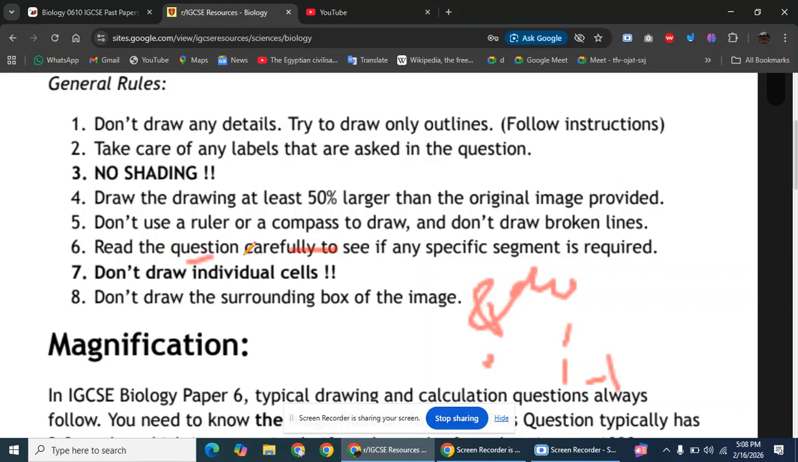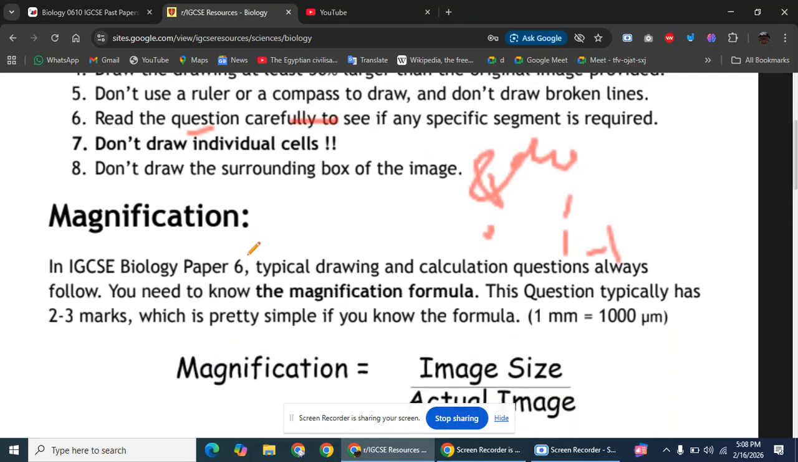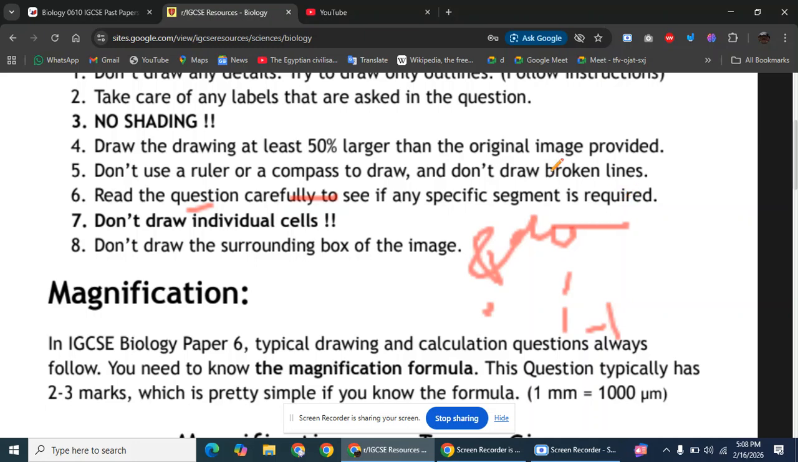Read the question carefully and see if any specific segment is required. If there's any specific segment required, don't draw individual cells and don't draw a surrounding box around the image. So you don't have to draw a box with the image lying inside it or something like that.